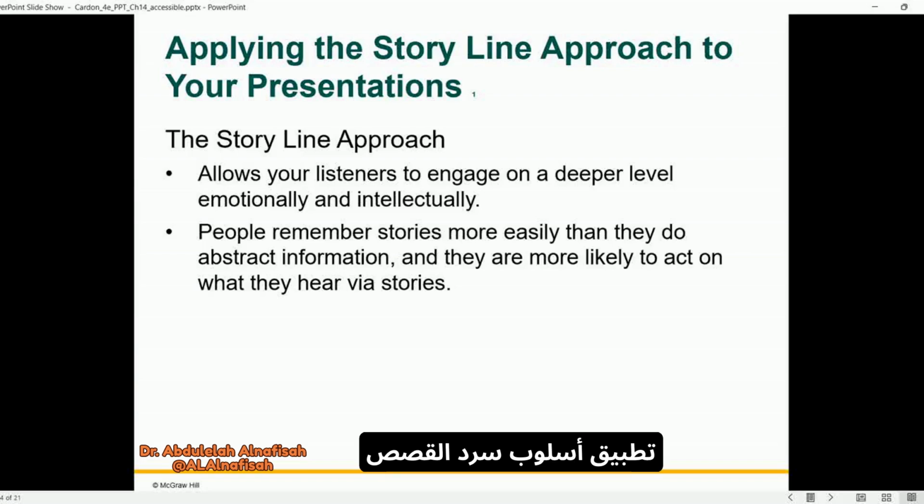Applying the storyline approach to your presentations. The storyline approach is a powerful method for enhancing presentations, as it enables deeper emotional and intellectual engagement with your audience. By leveraging narratives, speakers can create bonds with listeners and encourage them to internalize the information presented. Research indicates that people are more likely to remember stories than abstract information, which can significantly impact their willingness to act on the ideas conveyed.